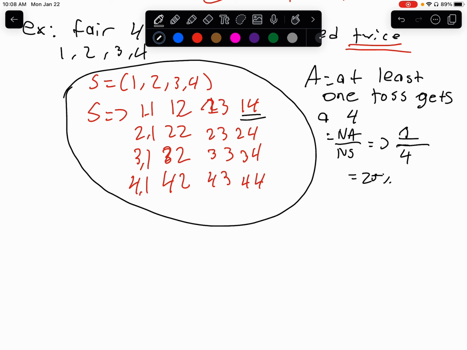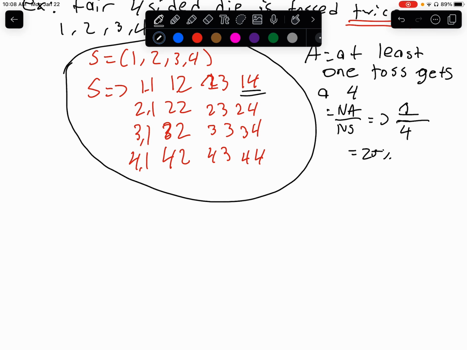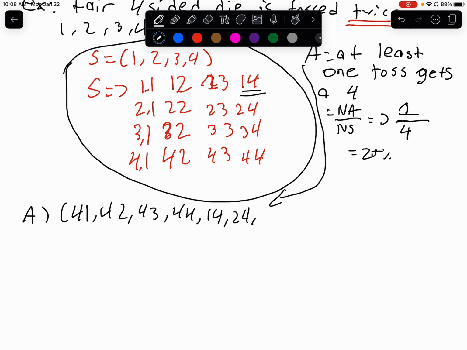So remember, we're only looking at least one of the tosses gets a 4. All right, so you go 1, 2, 3, 4, 5, like so. As we go here, I'm going to add this up. So this was an example. I define A: we have 4,1, 4,2, 4,3, 4,4, 1,4, 2,4, 3,4. So the sample space is actually 16. So 7 events occur. 7 over 16 is our answer.